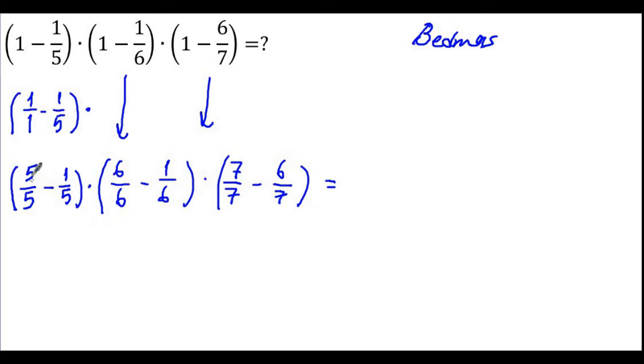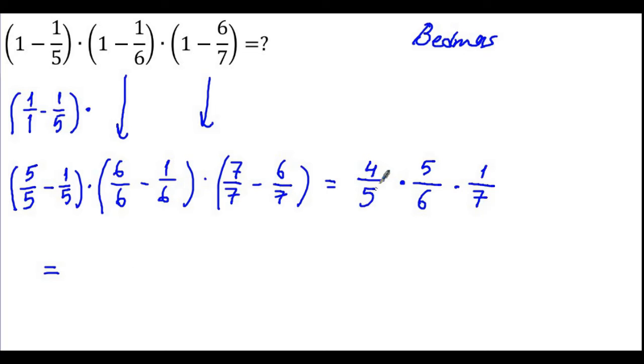So let's continue. The denominators are equal, so I'm going to do the subtraction. 5 minus 1 is going to be 4 over 5, the first one. The second one, the denominators are equal, so 6 minus 1 is 5. And these are equal too, as you see, the denominators are equal. 7 minus 6 is going to be, let me write 5 over 6. So 1 over 7 minus 6 is 1 over 7.